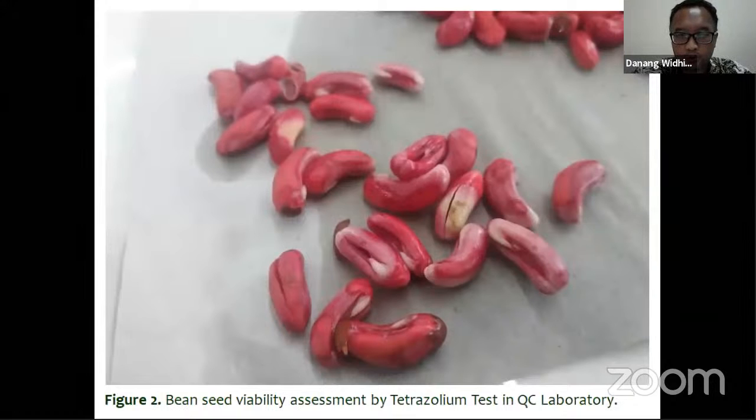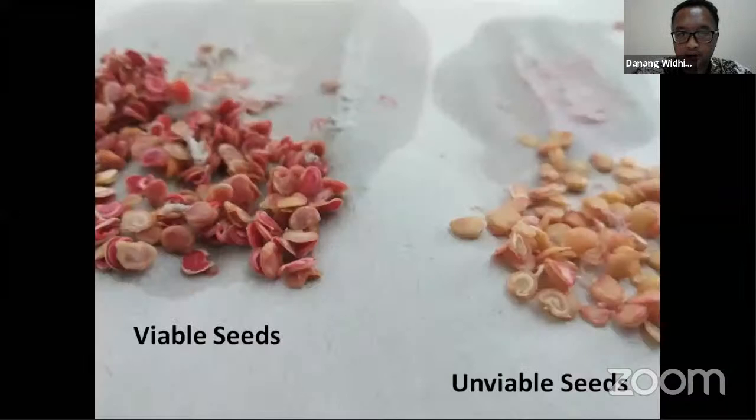Lalu untuk pengujian viabilitas benih, kita masih menggunakan cara yang biasa dilakukan, saya pikir. Jadi dengan menggunakan tetrasolium test, ini dilakukan di Laboratorium QC. Ini untuk benih buncis. Bagian-bagian benih yang bisa mengabsorpsi warna merah ini adalah sel-sel yang viabel, sementara yang tidak mengabsorpsi warna adalah sel yang tidak viabel. Dan kita akan melihat bahwa kalau bagian embrionya ini putih, berarti dia sudah tidak bisa berkecambah.